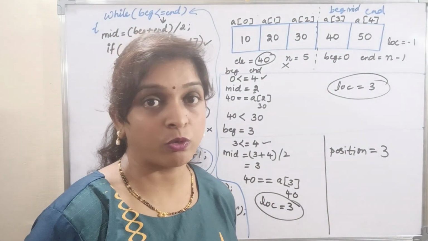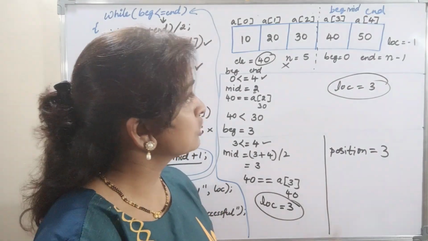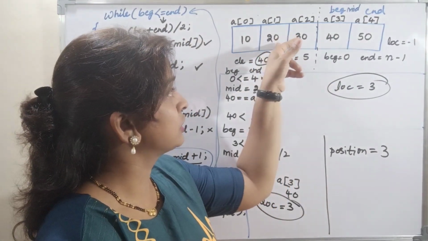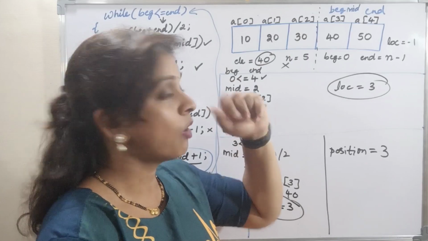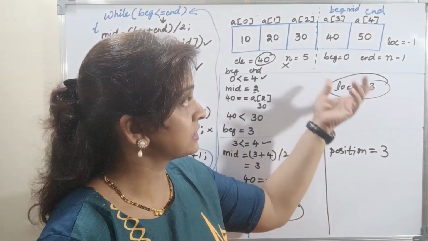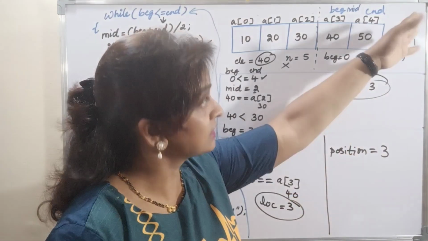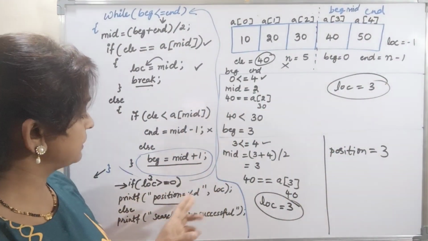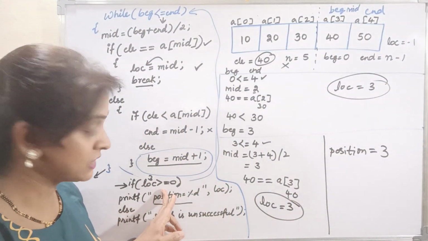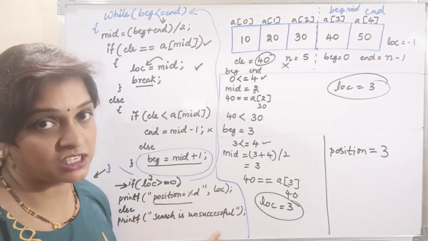So here you also have an assignment. You can also check with the right portion. You can take the search element as 10 or 20, or you can also take a search element which is not available in the array. You can just say 60. So here what happens? The location will be -1 itself. Then I get a message, search is unsuccessful.